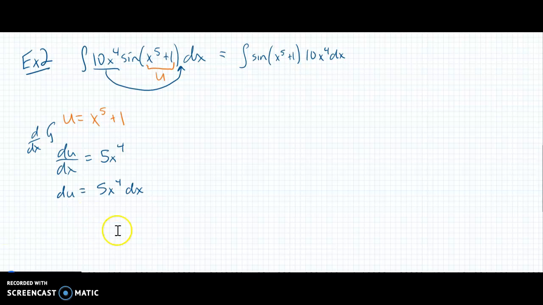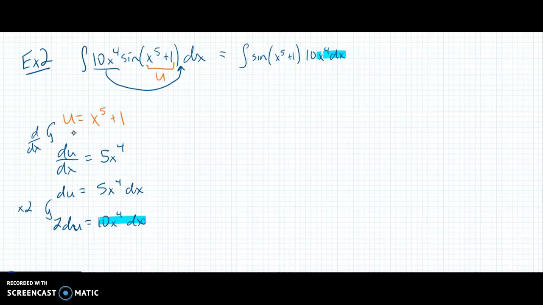All right, so look, I got my 5x to the fourth dx here, and I got 10x to the fourth dx here. So what I can do is multiply by 2. And then I get 2 du is equal to 10x to the fourth dx. Just double both sides.